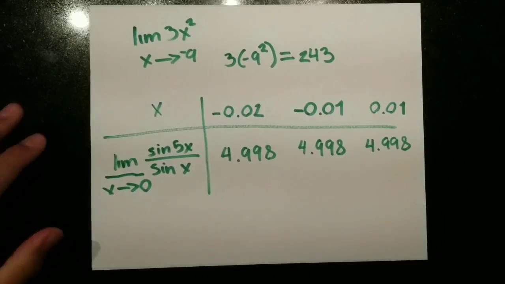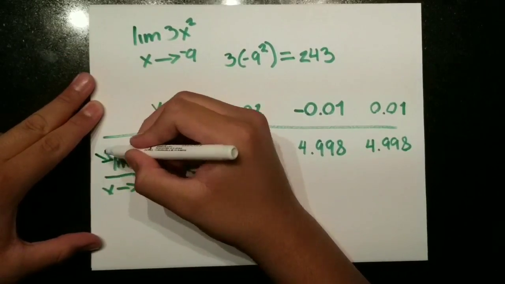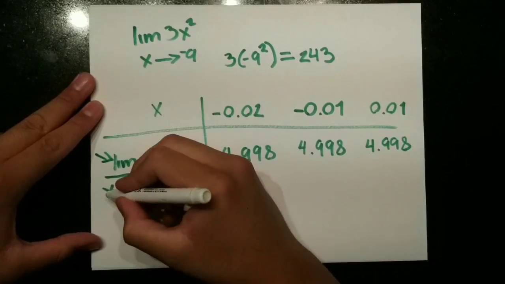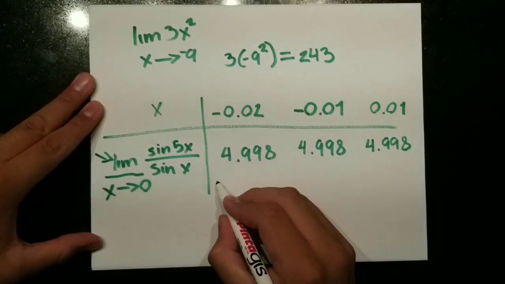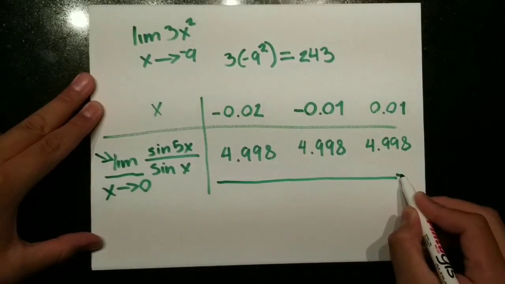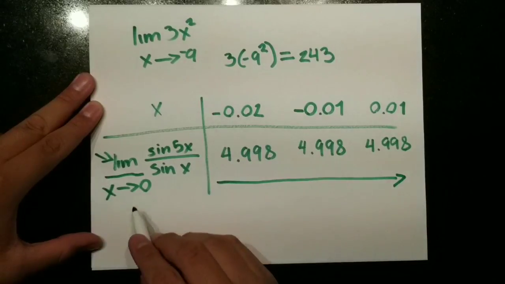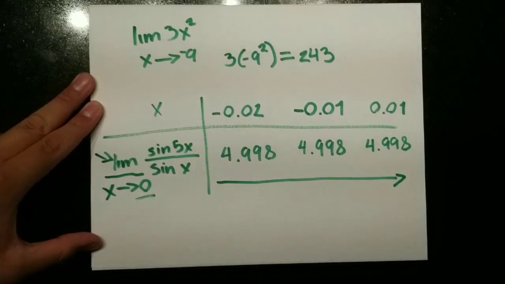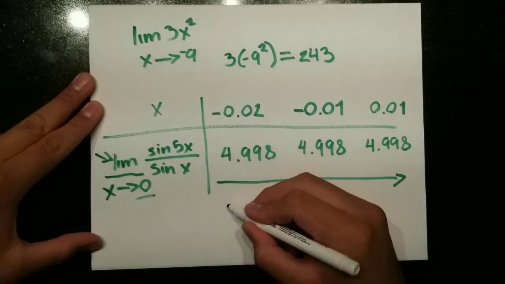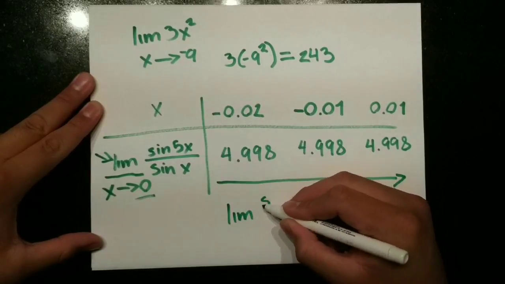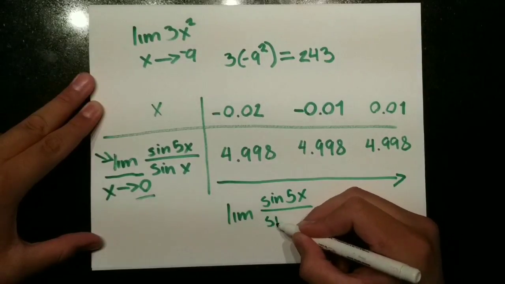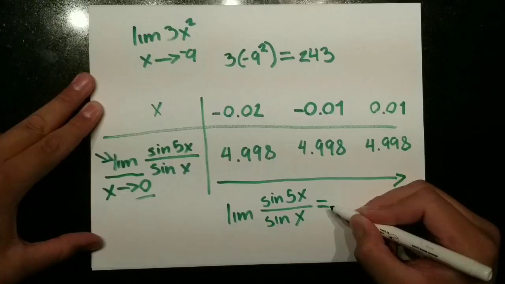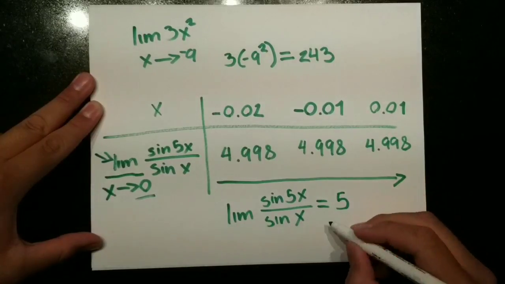Recall that the notation limit of f of x as x approaches a equals L means that as x gets closer to a but remains unequal to a, the corresponding values of f of x get closer to L. Thus, the value of the limit as x approaches 0 of sine 5x divided by x, as shown in the table, is most likely approaching 5, so that will be our answer.